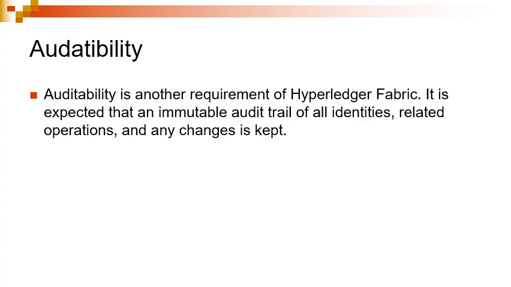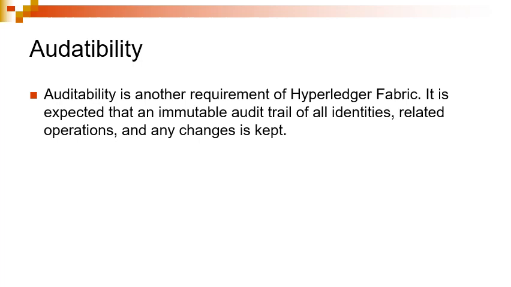Then auditability. We should be able to audit whatever happened in the Hyperledger: whatever transactions happen, the identities of the users, everything should be auditable, and the log information should be maintained, so that we can see the previous history information. So auditability is another requirement of Hyperledger Fabric.